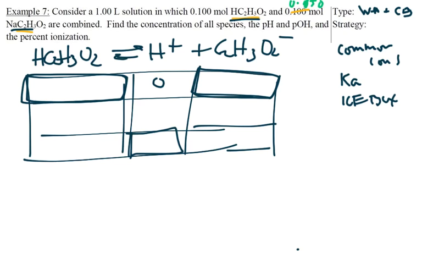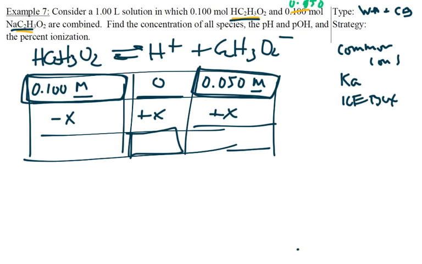So we're starting off here. We have 0.1 moles of acetic acid in a 1 liter solution, so this is 0.1 molar. We have 0.05, so 0.050 molar. And we can see what's going to happen, pretty standard: because this is 0, it has to drive to the right. So this is going to be x, plus x, plus x. So this is 0.100 minus x, this will be x at equilibrium, and this will be 0.050 plus x. Looks similar to the last problem.